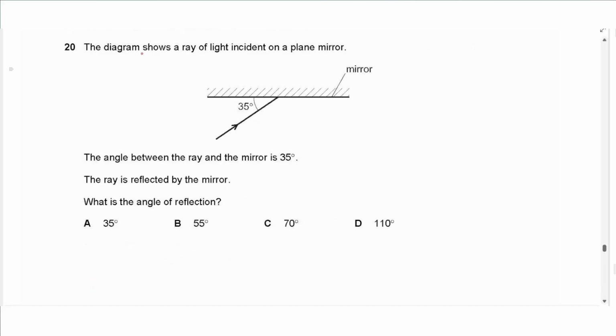Question 20 says a diagram shows a ray of light incident on a plane mirror. The angle between the ray and the mirror is 35. So the angle of incidence would be equal to 90 minus 35. So that would be 55 degrees. The ray is reflected by the mirror. What is the angle of reflection? The angle of reflection is equal to the angle of incidence, so it would be 55 also. So the answer is B.